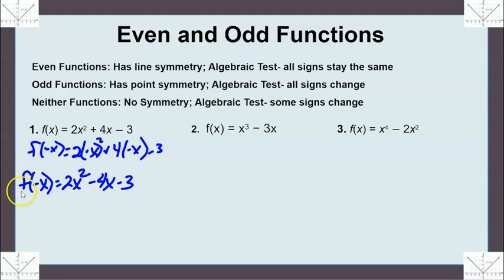So now if I compare this bottom one and this top one, did any of the signs change? So I have 2x squared here, I have 2x squared here. So that stays the same. The middle term, positive 4x and a negative 4x, it changed. And the last term, minus 3 stayed the same. Since some of them changed, but not all of them, this would be neither.